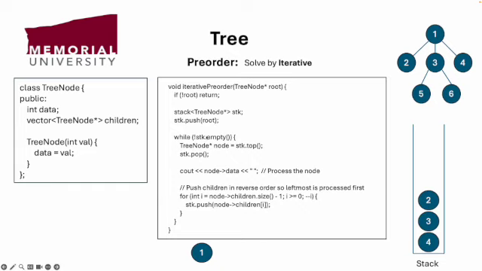Is it empty? It's not empty, of course. The tree node equals the top. What's the top? 2 is the top. Now we pop it and print the value of 2. Does 2 have children or not? They don't, so we do nothing. And then we keep looping. What's the top now? 3.